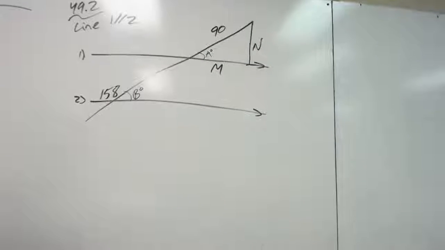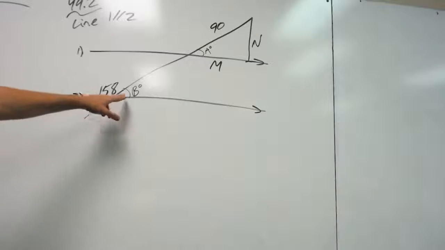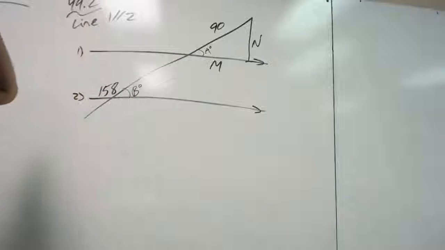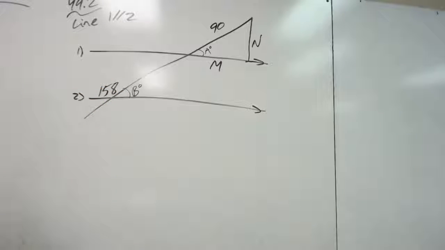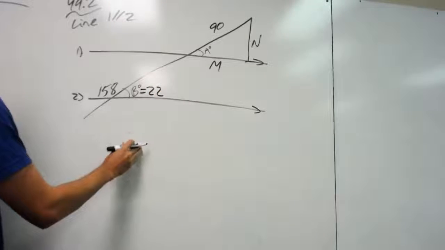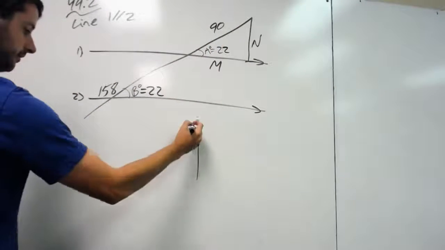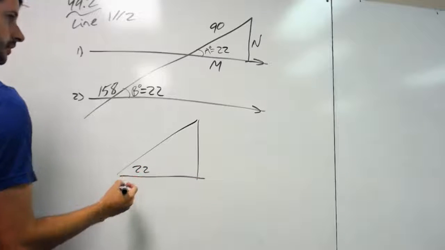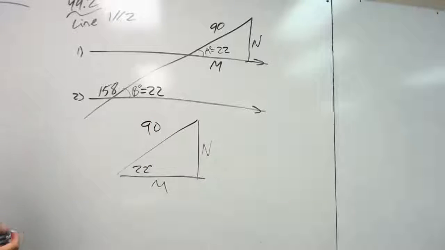Example 49.2. Lines 1 and 2 are parallel once again. Gives us 158 in angle B, and it actually goes ahead and tells us they're congruent, they're corresponding. Well, let's do this mental math. 180 minus 158 is 22. So therefore A is 22. Bring this triangle down. And we need to solve for M and N. So we do the same thing we did last one.